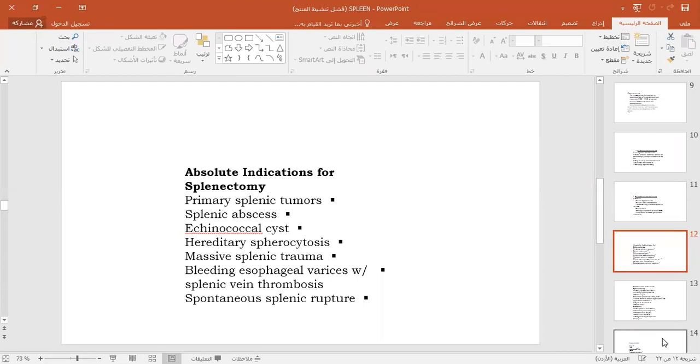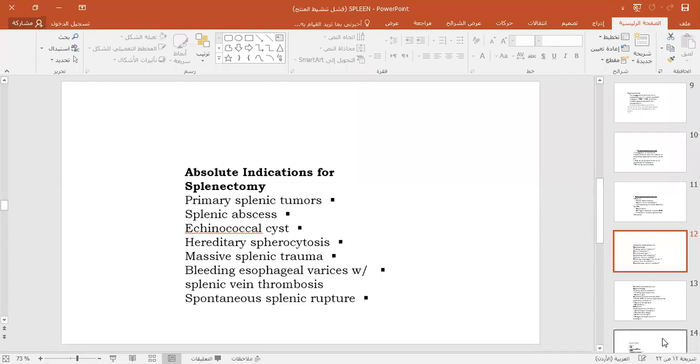Hereditary spherocytosis. This is an indication for splenectomy. Massive splenic trauma, we will come to it now. Not all splenic trauma needs splenectomy.